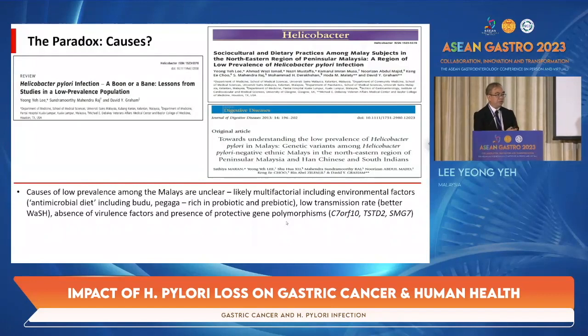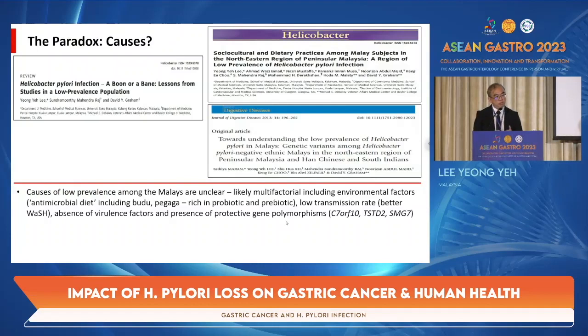Again, I think we have heard the previous talks, even in the morning, about the role of probiotics and about what Professor Miftahussurur mentioned about how the diversity is reduced in patients with Helicobacter pylori. In fact, if you look at some of these beneficial microbiota, including lactobacillus and bifidobacterium, they're both low when you have more Helicobacter. Therefore, probably by ingesting some form of antimicrobial diet, it may potentially cause the low prevalence in this population. There's also potentially a lower transmission rate because Helicobacter pylori tends to be associated with poor hygiene.